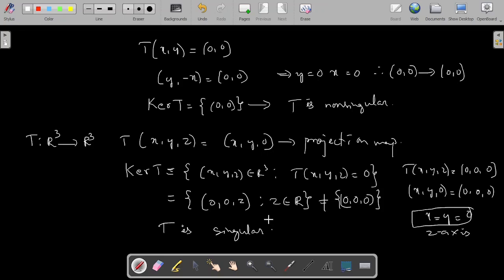Singular because there are other vectors which map to 0 other than the 0 vector, because you know that the 0 vector always maps to 0. Other than this 0 vector, there is the vector 0, 0, 1, which goes to 0, 0, 0 after applying the transformation. Similarly 0, 0, 2 and 0, 0, 3 go to 0. The entire z-axis goes to the origin 0 of the other vector space. Hence, the kernel of T is not equal to the set containing only 0. Hence, the transformation is a singular transformation.